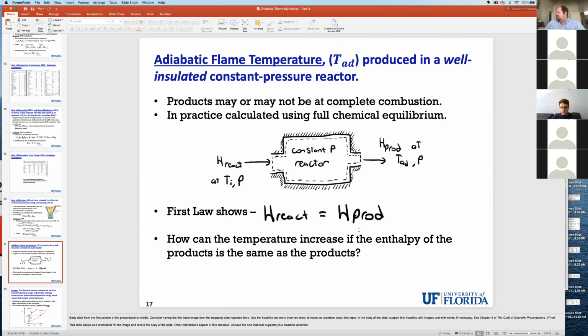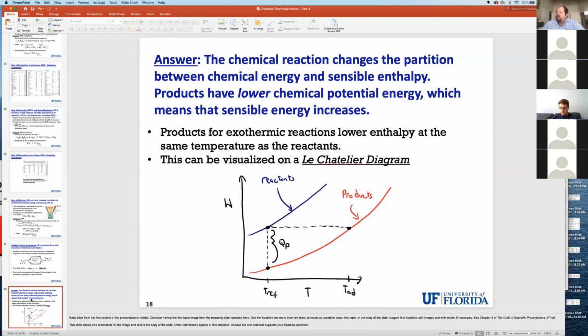Well, remember that the enthalpy includes both the sensible enthalpy, which is the one you normally think of, and also the enthalpy of formation, or the chemical energy. So the answer to the question of how the temperature can go up if the enthalpy stays the same is that the chemical reaction is changing the partition between chemical energy and sensible enthalpy. It's often called sensible enthalpy because it is the enthalpy that you can, quote unquote, sense with a thermocouple.